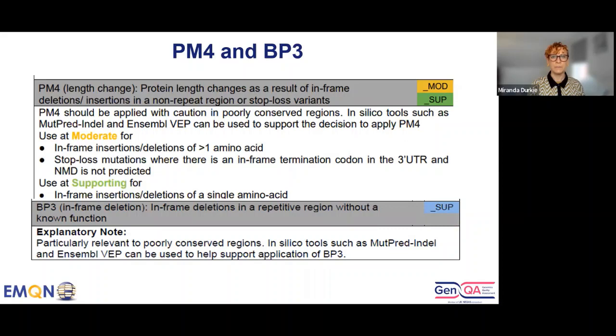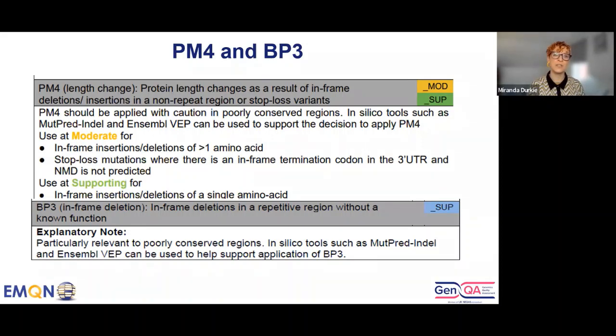So PM4 and BP3, this is from the CanVIG guideline, and we're saying that it should be applied with caution in poorly conserved regions. At the moment, they've given you some examples of in silico tools that can help support your decision to apply PM4. In the fullness of time, we're hoping that there are going to be big studies on these in silico tools to really work out their sensitivity, specificity, negative predictive value, etc., and be able to recommend which tools are best to use. But at the moment, they're quite limited.